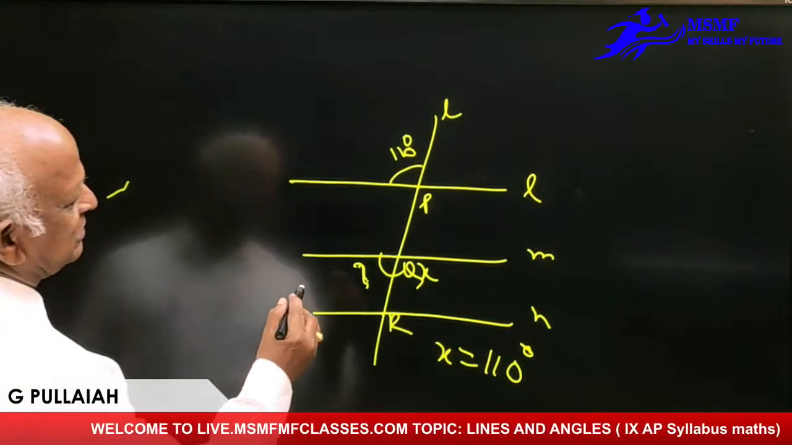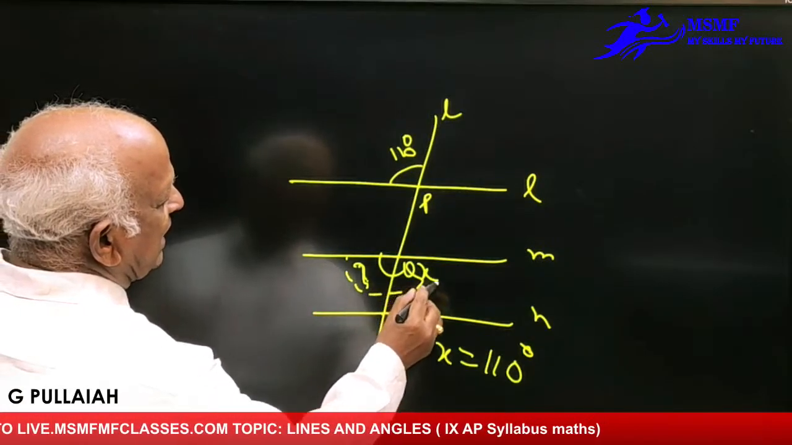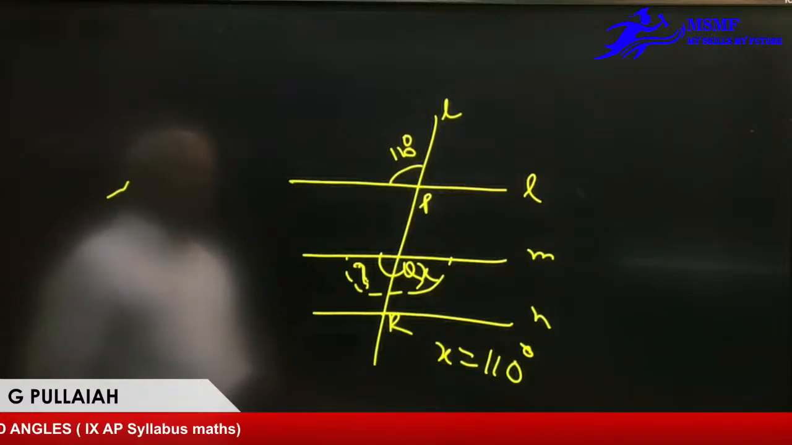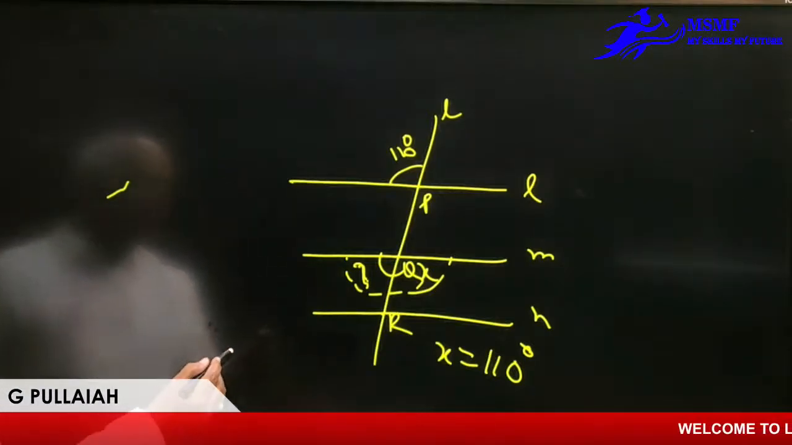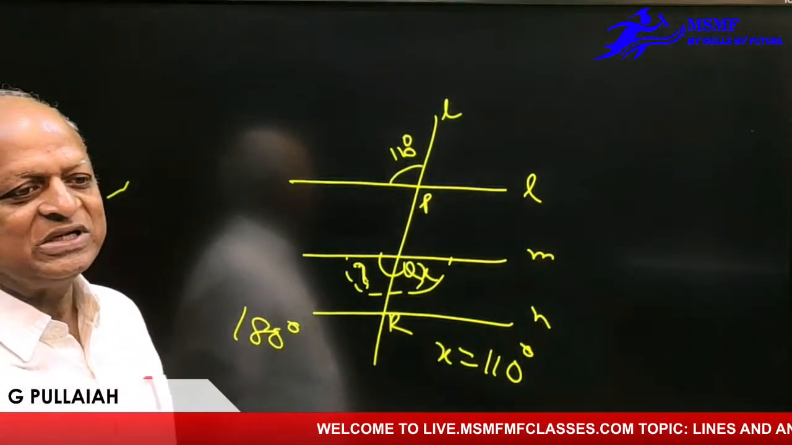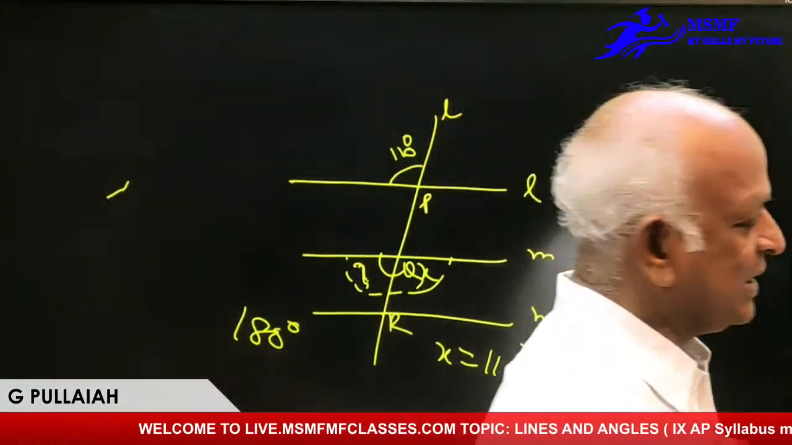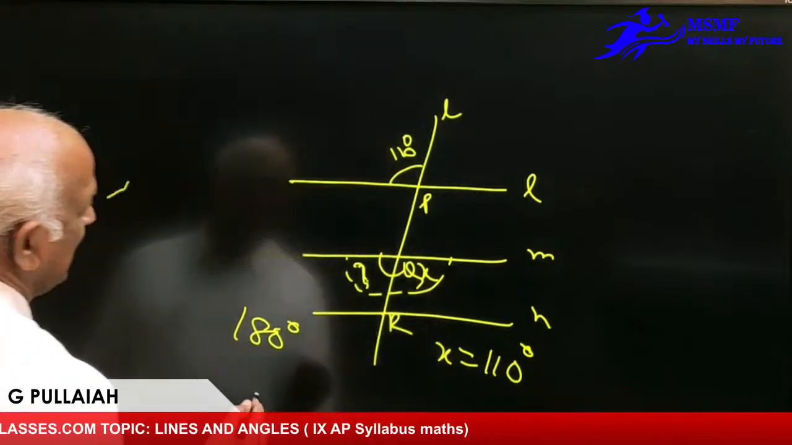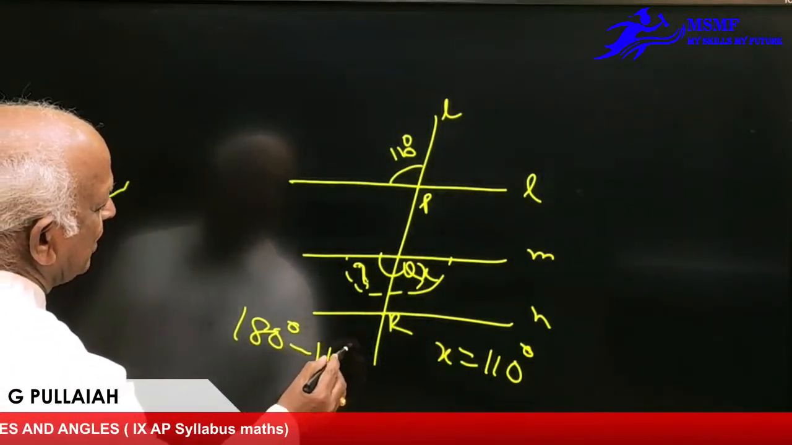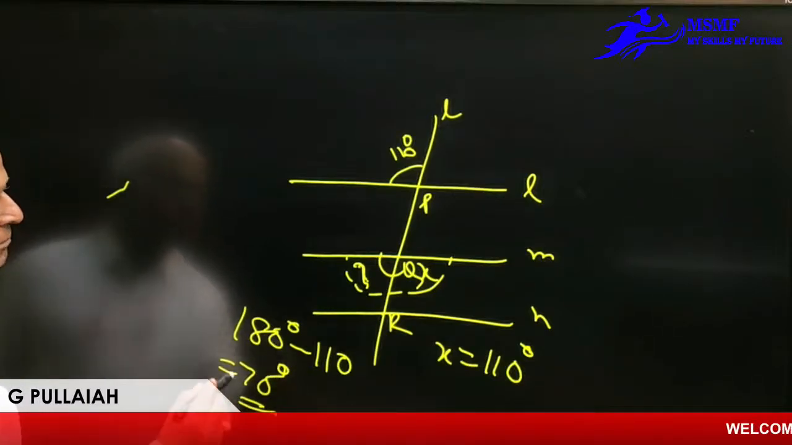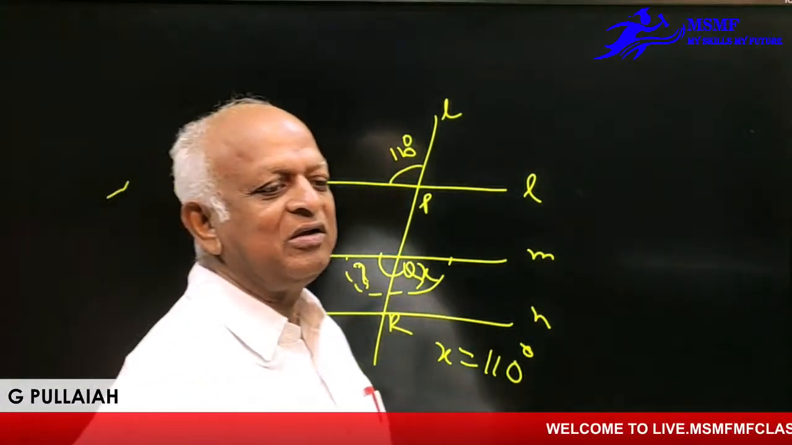And what is it here? Angle x and these two form a straight angle. So here, angle x and these two put together is 180 degrees. Why? Because it is a straight angle. Understand? Because of the straight angle, we can say it should be 180 minus 110, that is equal to 70 degrees. Like this, we can find out the value.